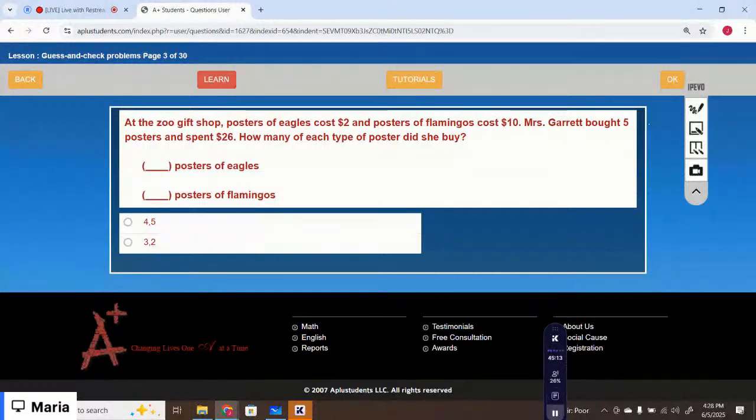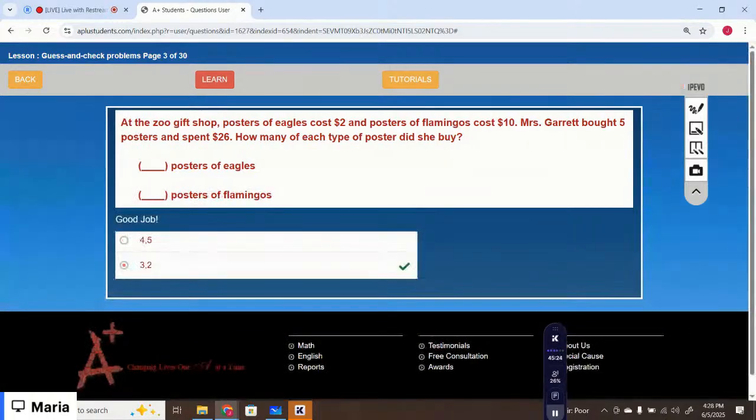The correct option is option number B because she bought 5 posters. So option number 2 is the correct option. You can check the same way we did the one earlier.